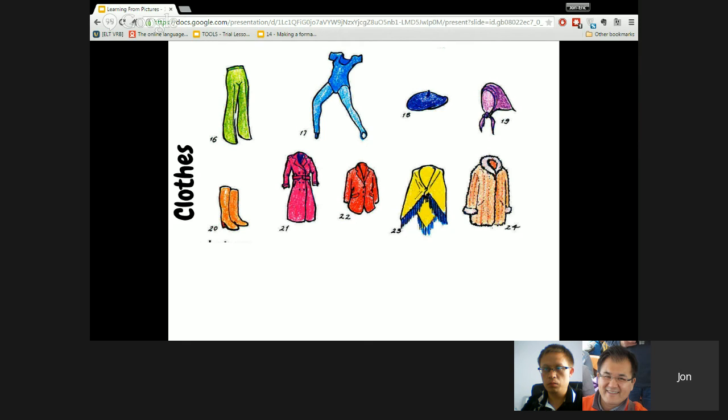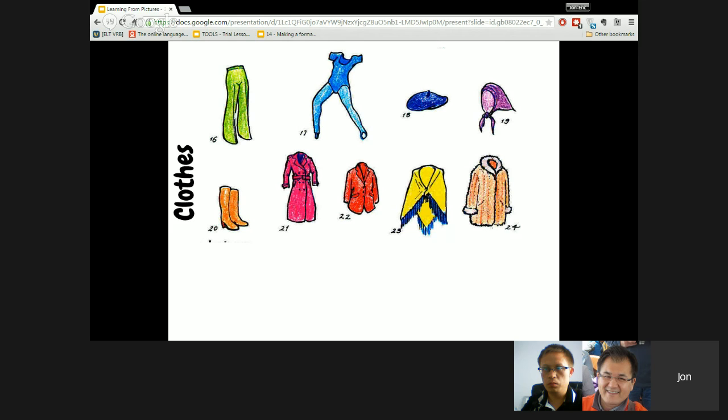Number 17 is something you wear under your clothes, or perhaps if you're a dancer, you wear this. Do you know what it is? Pants. Number 17? Long pants. No, 17, not 16. 17. Sorry. You don't know? I'll tell you.